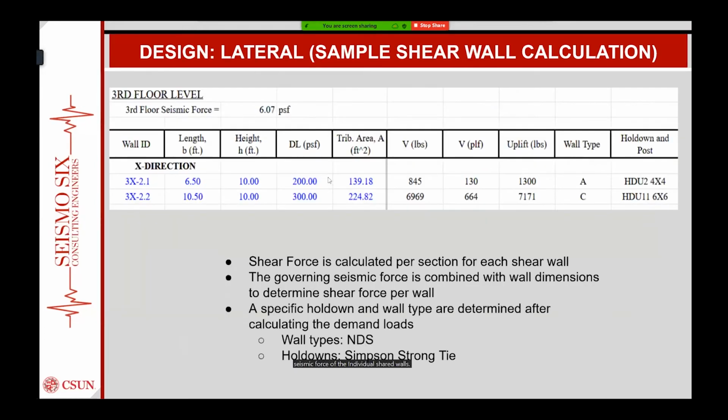Then to get the shear walls on the section, we find the length of the shear walls, and then we use our third floor seismic force, and then we design the hold downs, and the hold downs we used were Simpson Strong-Ties.